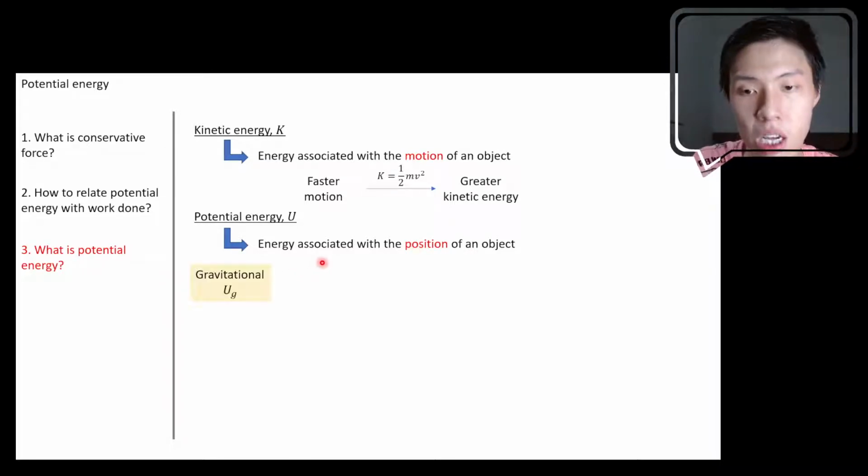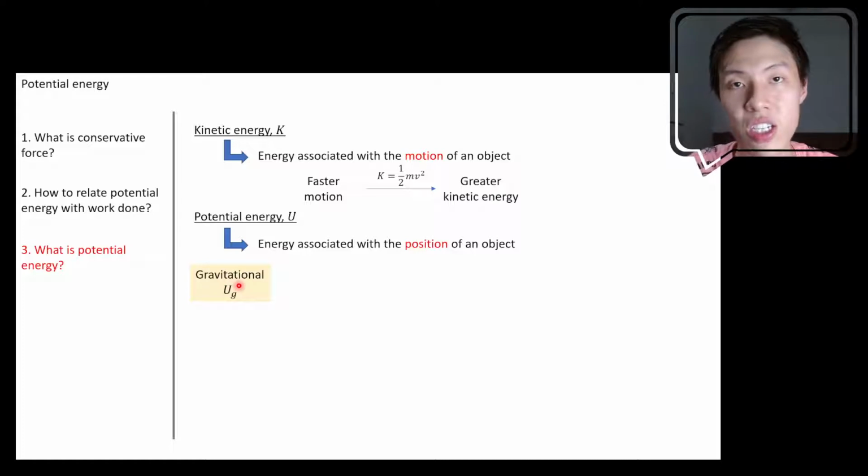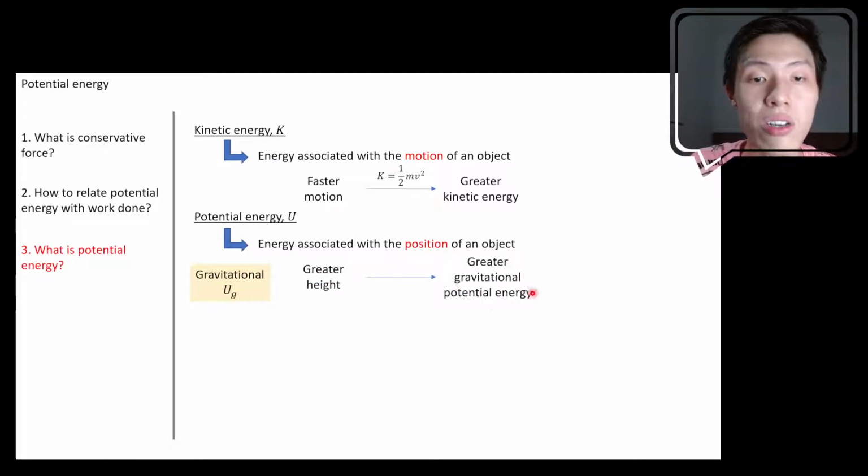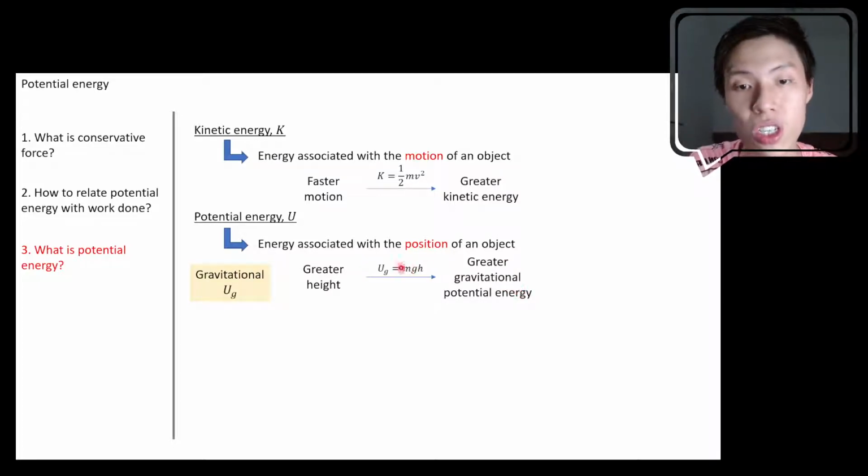Okay? So we have two different types of potential energy in chapter 5. One is the gravitational potential energy represented by U subscript G. For gravitational potential energy, a greater height will result in greater gravitational potential energy. This is expressed in the equation U_G equals mgh. So gravitational potential energy equals the mass of the object, the acceleration due to gravity experienced by the object, and the height of the object. These are the parameters that control our gravitational potential energy.